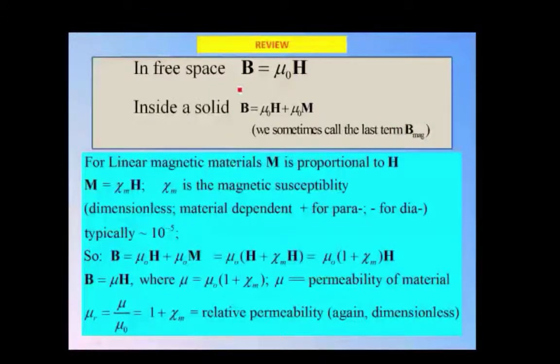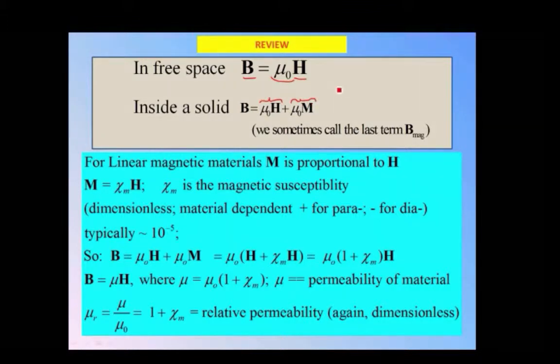You recall that in free space we can relate the H field to B just by multiplying by mu zero. This is always true. Inside a solid, if you have magnetization, then the B field is related to both H and M, and so we have what we would call the B0 due to the free currents, and we would have this B mag due to the fact that the material has oriented dipole moments, which we associate with the magnetic dipole density.